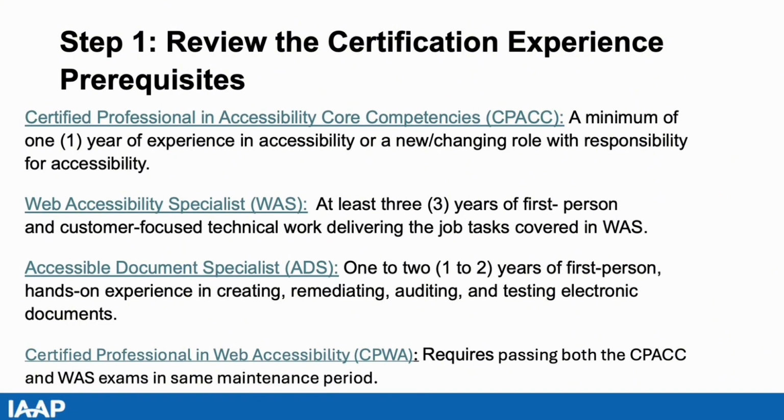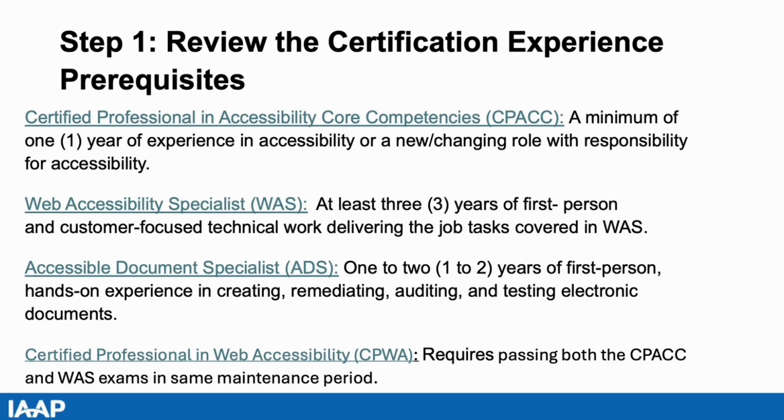IAAP currently offers 3 professional certifications and the CPWA credential. Each was developed by subject matter experts to reflect professionals' different roles and levels of experience in the accessibility field. The first step in pursuing an IAAP certification is to determine which certification best aligns with your current skills, knowledge, and professional experience. Because each certification has its own prerequisites, it is important to review them carefully. The following prerequisites will be your guide to identify which certification is the best fit for your experience level.